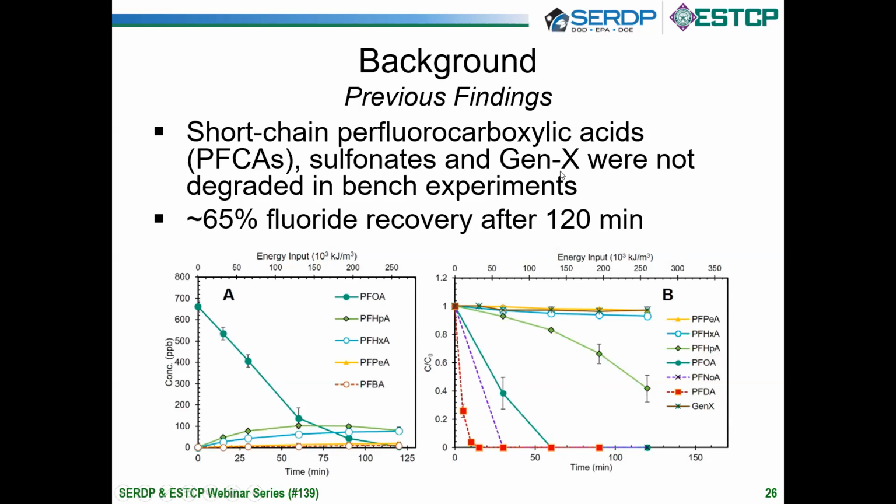The same goes for GenX. It doesn't adsorb well, and we don't see effective photocatalytic degradation. And the perfluorosulfonates are too hard to oxidize in this case, so we don't degrade those with this catalyst either. With PFOA, we see 65% recovery of fluoride after 120 minutes. So we are getting a good, or sort of typical, degree of mineralization. And based on the intermediates that show up during PFOA degradation, it appears to be a pretty standard stepwise chain shortening.